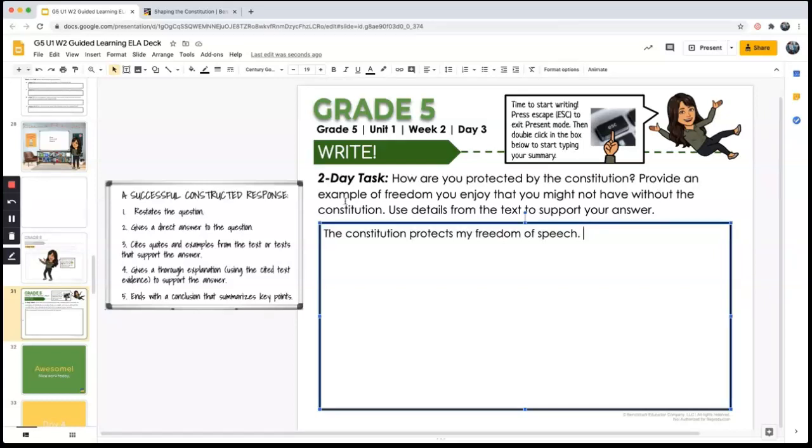Now I need to provide an example of freedom that I enjoy that I might not have had without the Constitution. So let's also look at these reminders for how to write a successful constructive response. It says to cite quotes and examples from the text. They've also given you a reminder here, use details from the text. And I need to give a thorough explanation to support my answer. So I need to use that example or that quote, and I need to use it in my explanation. Okay? So let's go back to the text to pick which quote will help explain our answer the best.